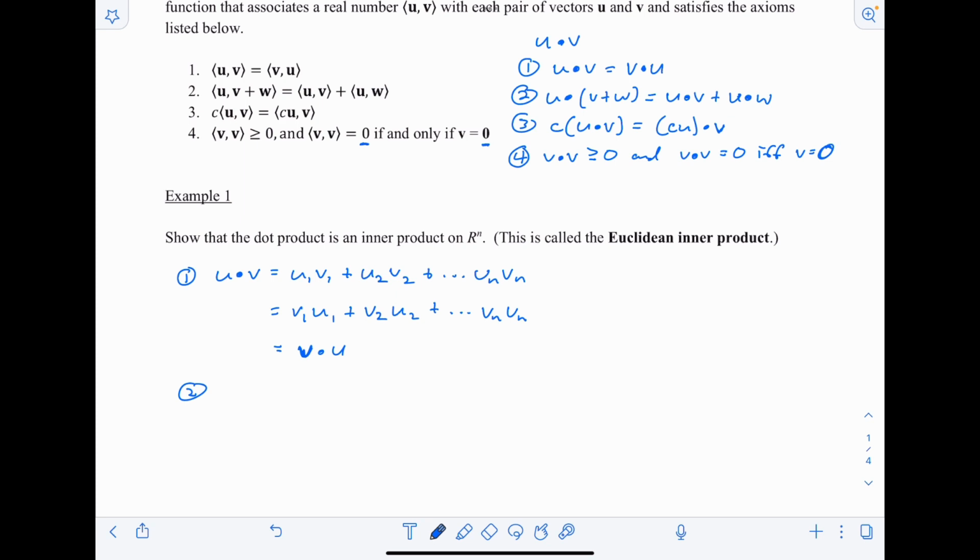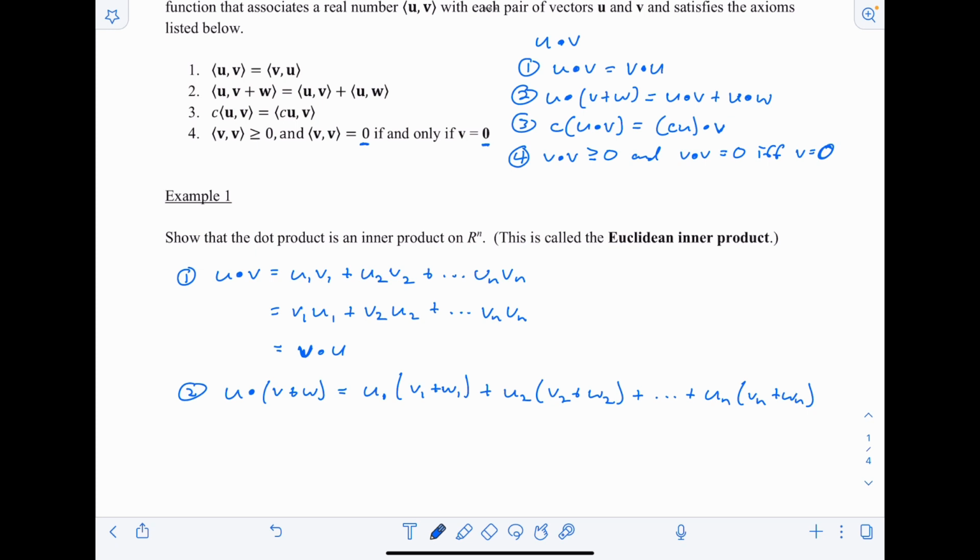Number 2 says that we can add this vector to v, or we can take the dot product separately and then add them together. So starting with the left side, this is basically saying that if I take u dot the quantity v plus w, I'm going to have u1 times the quantity v1 plus w1, and then plus u2 times the quantity v2 plus w2, and again all the way up to un times vn plus wn.